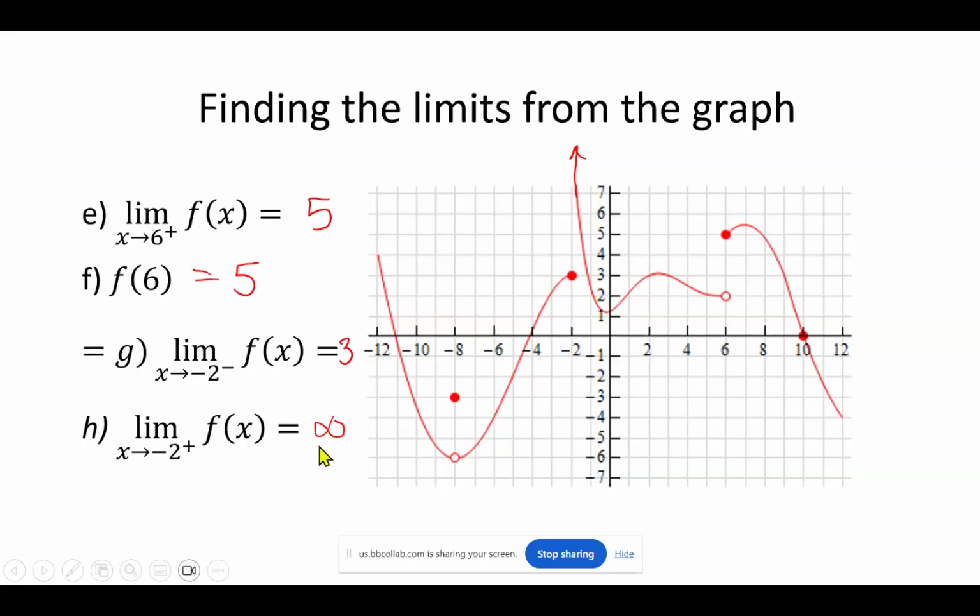Writing infinity doesn't mean that the limit exists, because infinity is not a number. What it means is that the graph keeps on going higher and higher without a bound. So infinity is kind of your bound, which means there's no bound. You could go as high as you want.